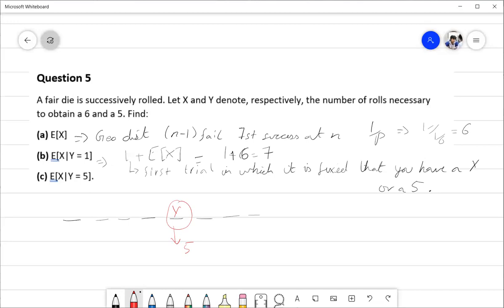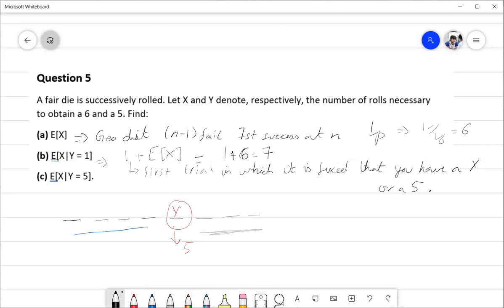Now, I don't know when I got a 6. It could be here, it could be here, or it could be here as well, right? The cases here are different, because if you already know that the first time you get a 5 is at trial number 5, that means for the previous 4 tries, you know you will not get a 5. What effect it has on 6 is that the probability of you getting a 6 now will increase, because earlier it was 1/6.